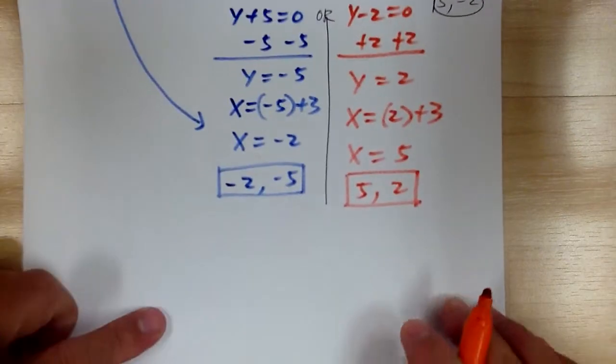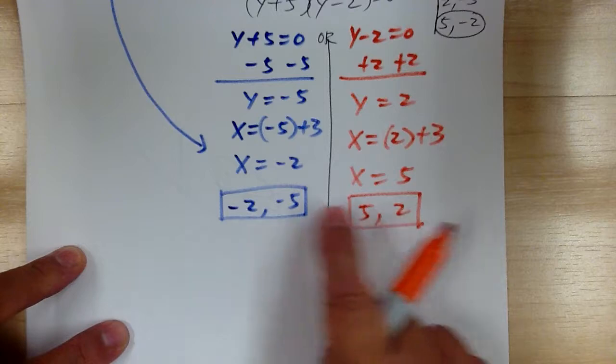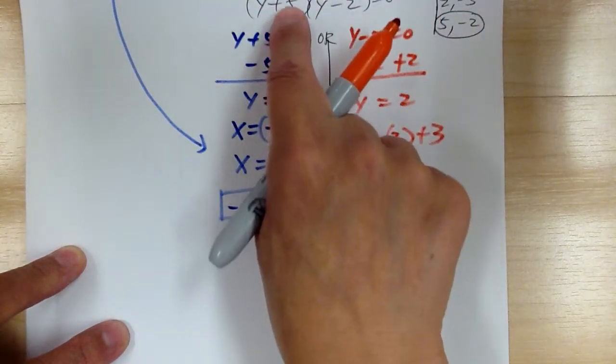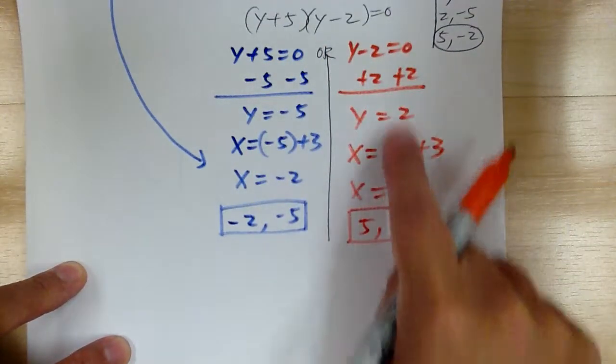So when you box your answer, you have to box this separately. So make sure you pay close attention how this is done. So again, when you factor, there are two possibilities. So from this side, you get these. So I use different colors so you can follow.